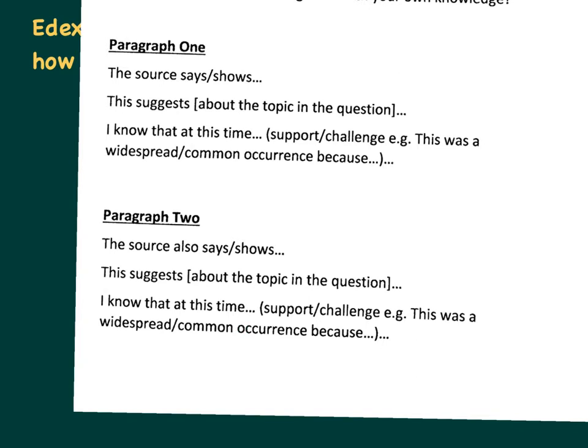Is this something that everyone would have experienced? Is it something really common? Is it just in the town? Is it just in the city? Is it just in that particular year? Would it have been throughout the war? So have a think about what you know about this at that time.